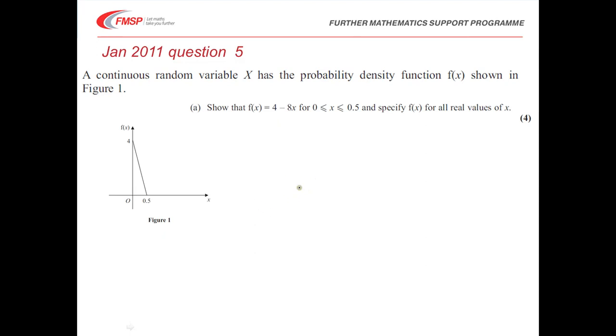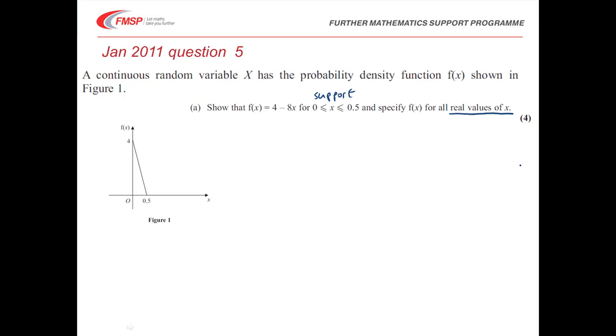We're given a continuous random variable x, and we're told what the PDF f of x is, and it's shown in the picture below. So what we've got to be able to do is show that f of x is equal to 4 minus 8x as long as we're between 0 and 0.5. This thing here is called a support, by the way. And we have to specify for all real values of x, and again that's a situation where students go wrong. So this is really a Core 1 question in disguise.